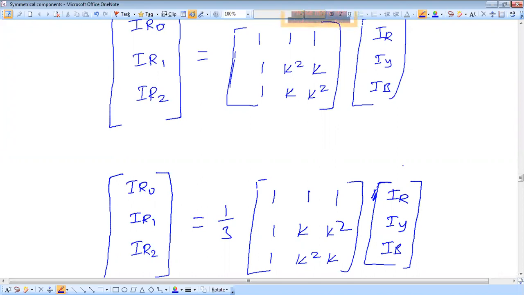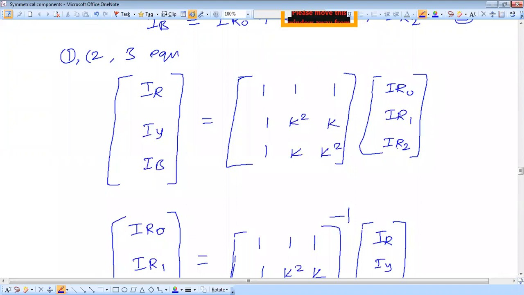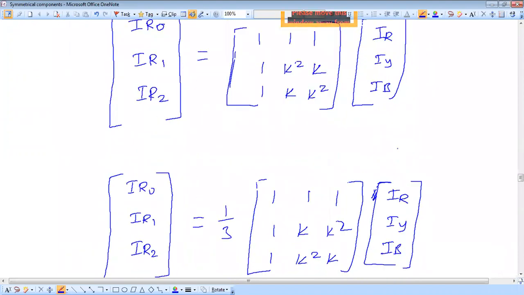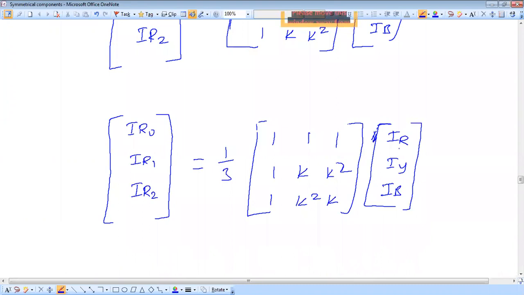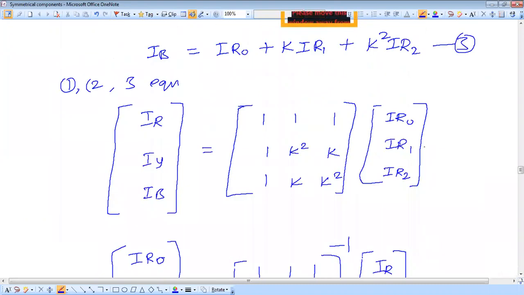Always we deal with these two matrices. Please remember, all of you, it is very important: IR0, IR1, IR2 in terms of IR, IY, IB, and IR, IY, IB in terms of IR0, IR1, IR2. Observe, one third is the extra term and the remaining terms are as it is. We have derived two very important matrices. All of you go through these two.